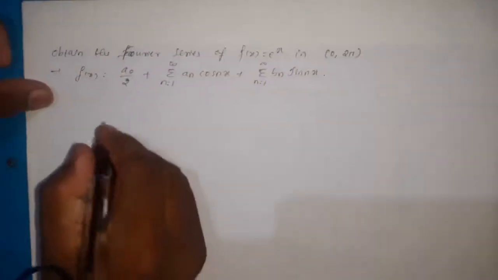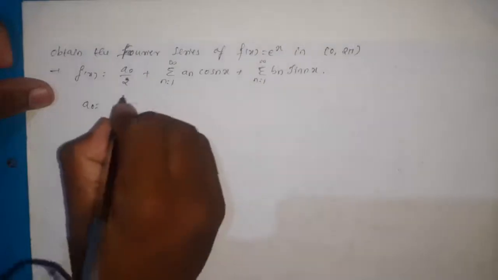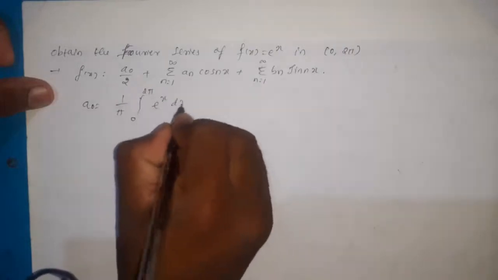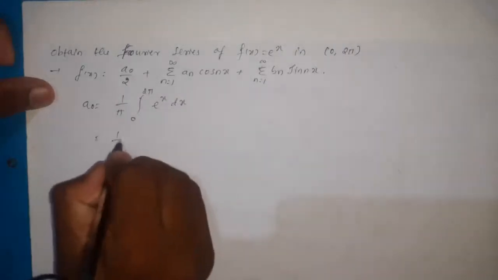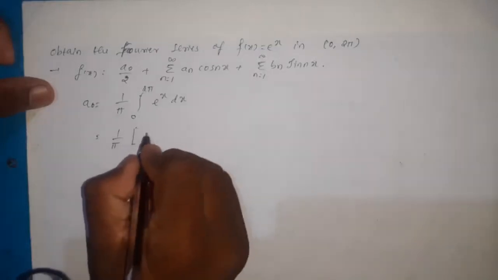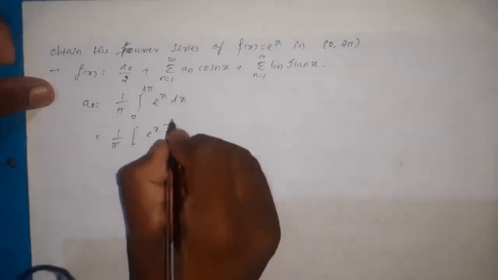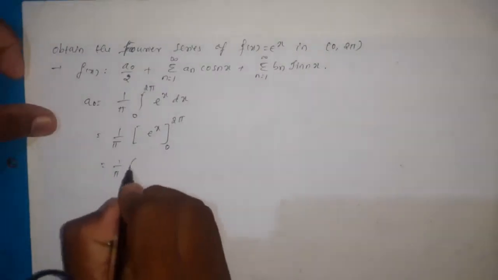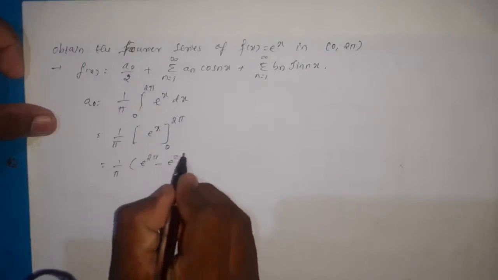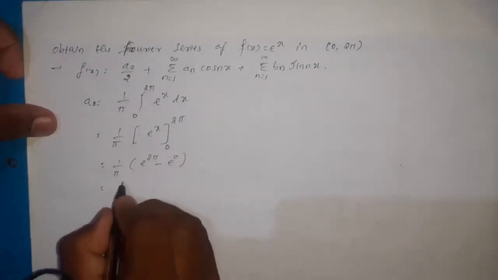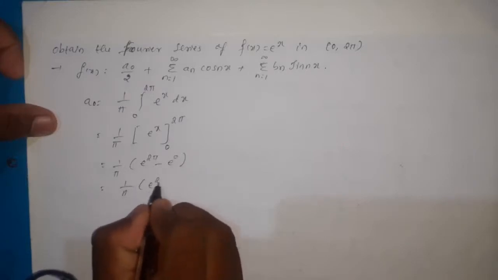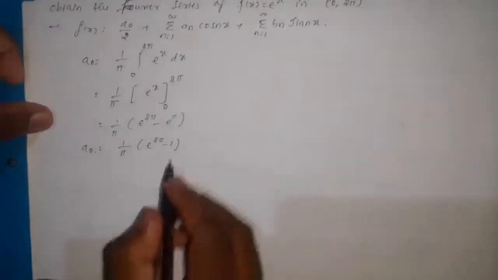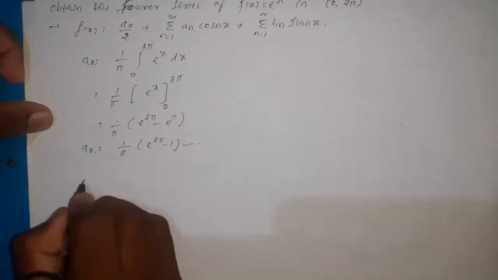Here a naught is equal to 1 by pi integration over 0 to 2 pi f of x dx. Then it is equal to 1 by pi integration of e power x, and the limits are from 0 to 2 pi. Hence it is 1 by pi e power 2 pi minus e power 0. So e power 0 is equal to 1. Therefore 1 by pi into e power 2 pi minus 1, that is a naught. Then a n.